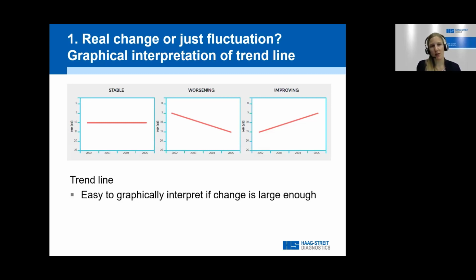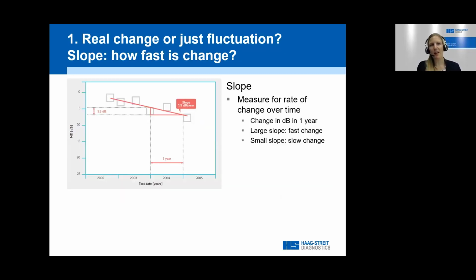And we can do that if the change is large enough. That's definitely good enough. I'll get to how you can do this statistically, or what you get in the Octopus, in a minute. But before that, this trend line helps us find something else, and that's called the slope, the steepness of that trend line, which is really just the rate of change over time. It answers the question, how much does this visual field series change in 1 year? So you look at 1 year and see how much the mean defect changes. Here it's 1.9 decibel, which is quite fast. So that's just the speed of change.